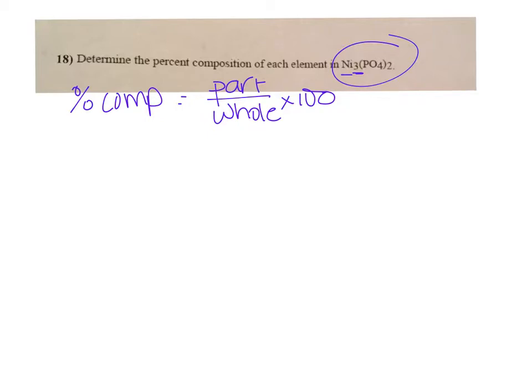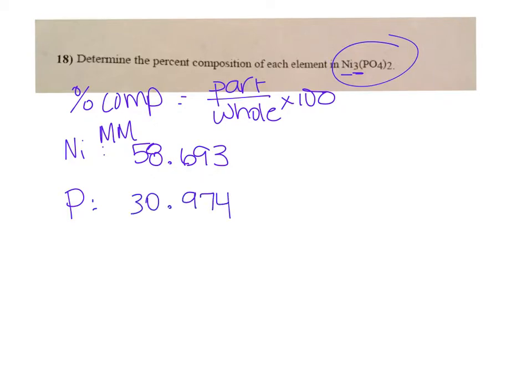So first thing we're gonna do is let's look up all of our different things on the periodic table. So nickel has a molar mass, okay, of 58.693 grams per mole, okay? Phosphorus has one of 30.974 grams per mole. Oxygen has the 15.999. And that's it. All right, cool.